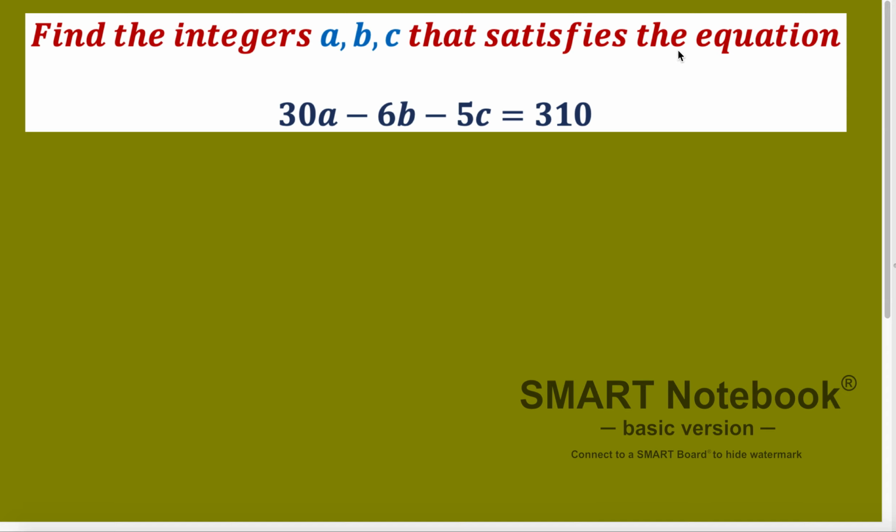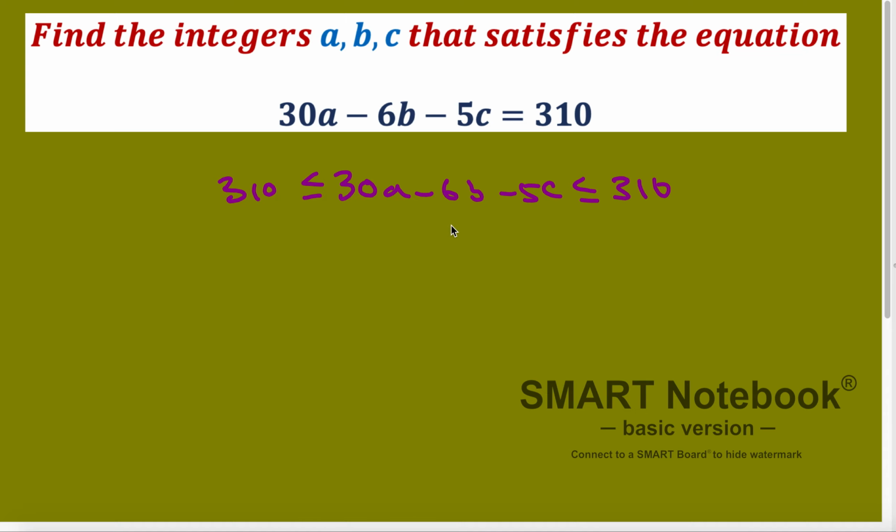C that satisfy the equation 30a minus 6b minus 5c is equal to 310. So first of all, we take this equation and we create an inequality. So let's say 30a minus 6b minus 5c is smaller or equal to 310.